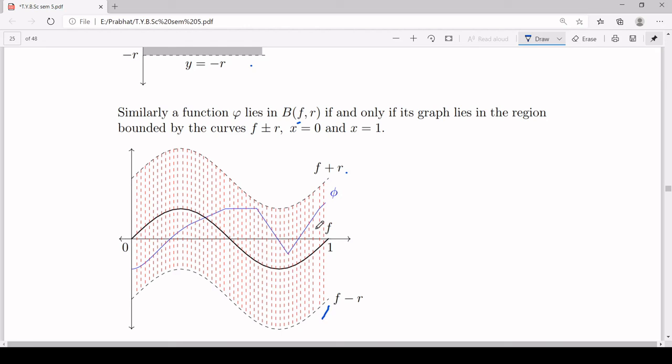Then the graph of your function phi should lie inside the region bounded by the curves f plus r, f minus r, x equal to 0 and x equal to 1, because you are considering the domain C[0,1]. So your domain is the closed interval [0,1]. Therefore x equal to 0 and x equal to 1 are there. So if phi lies inside this region, then you will say that phi belongs to the open ball B(f, r).